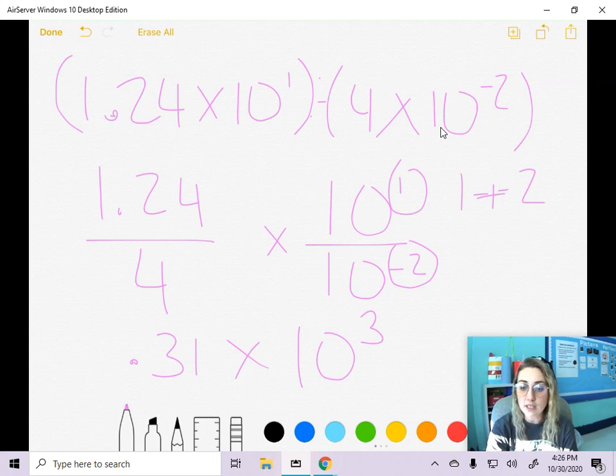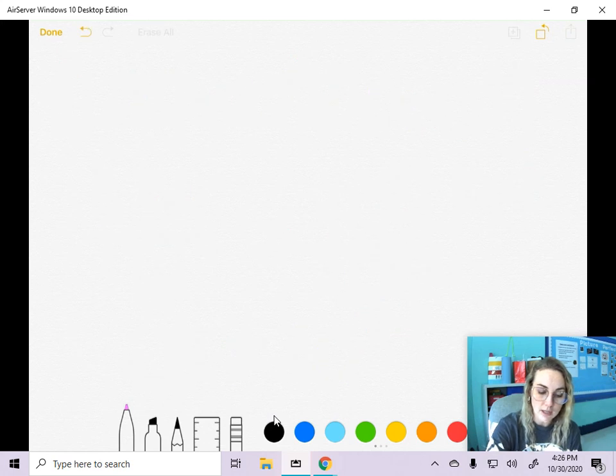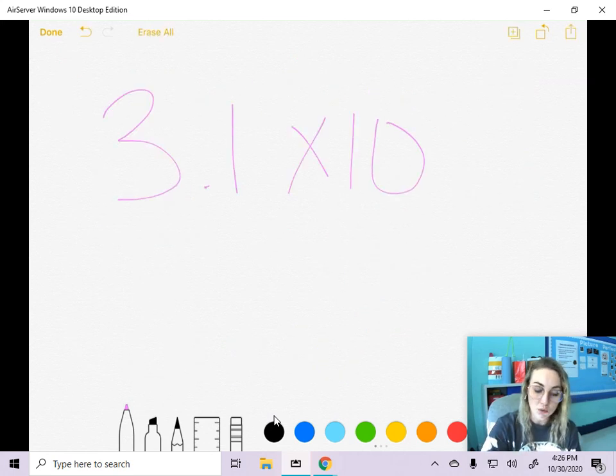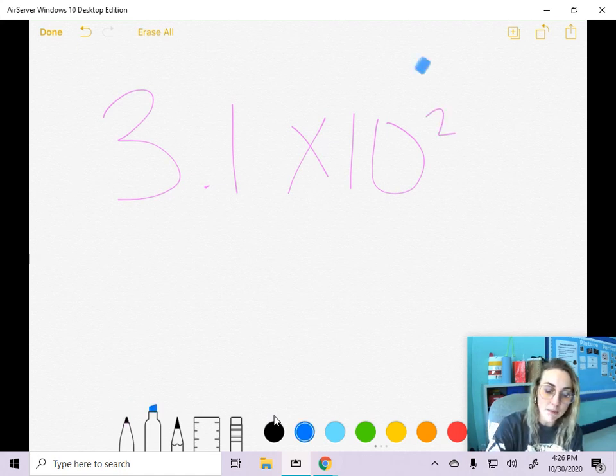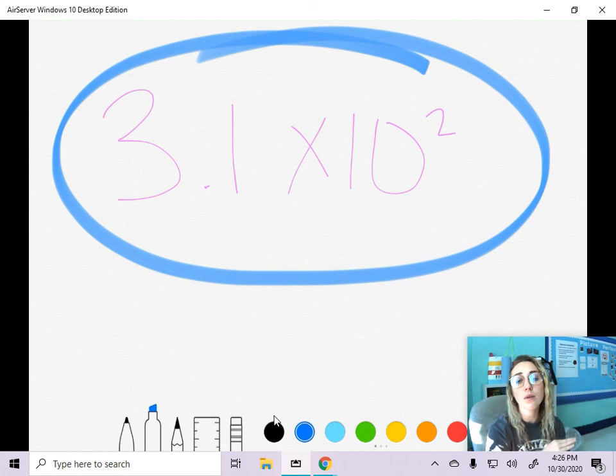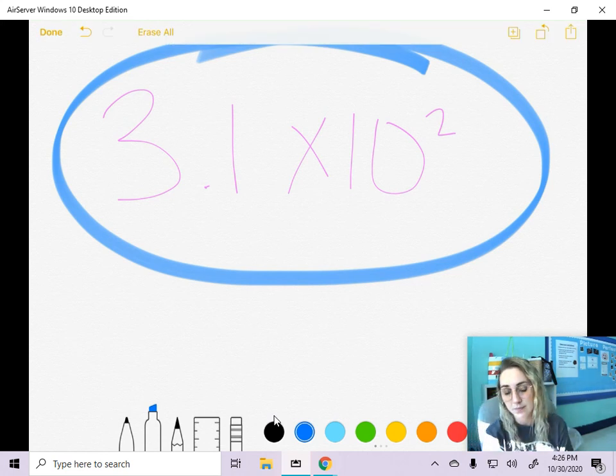But we do want to change this into proper scientific form because 31 hundredths is smaller than 1. So we do have to move the decimal to the right one time. If we move it to the right, again, we are subtracting. So we do have to subtract this by 1. So the answer turns into 3 and 1/10 times 10. Again, 3 minus 1 is going to be an exponent of 2. This is now in proper scientific notation, and therefore it is our answer.